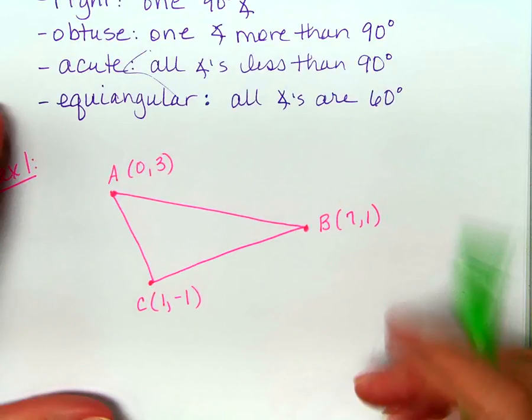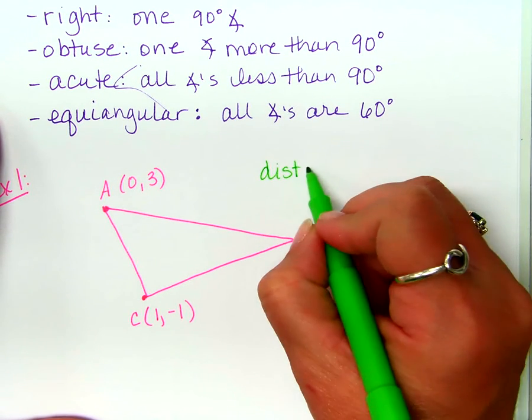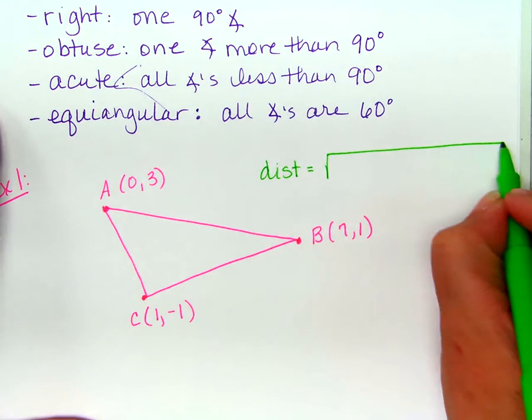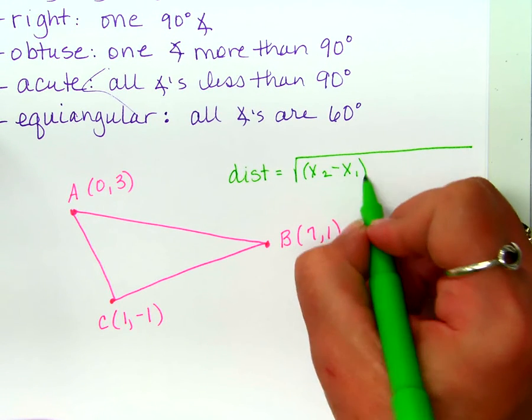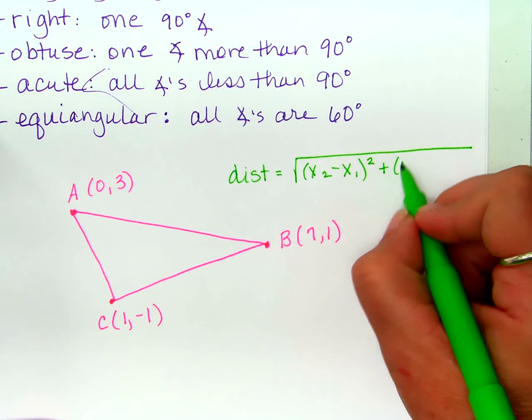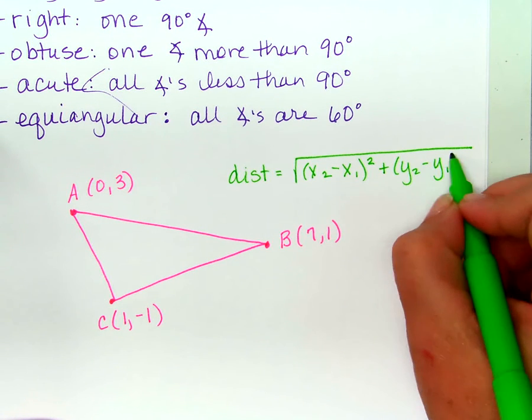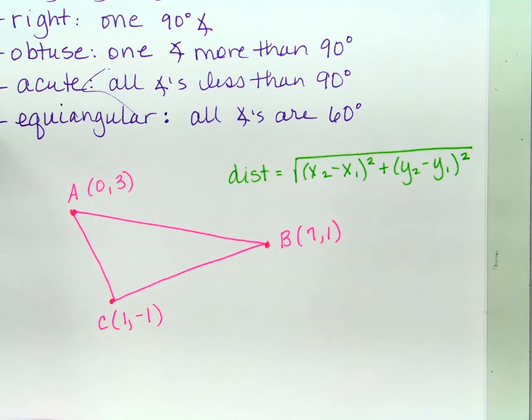Okay, so let's write it out. Distance formula: square root of x2 minus x1, so the difference of the x's squared, plus y2 minus y1, so the difference of the y's squared, right?